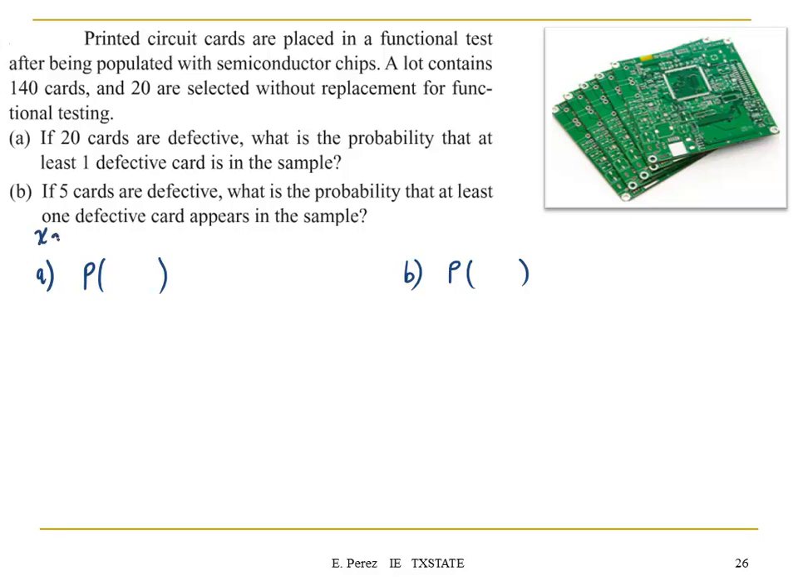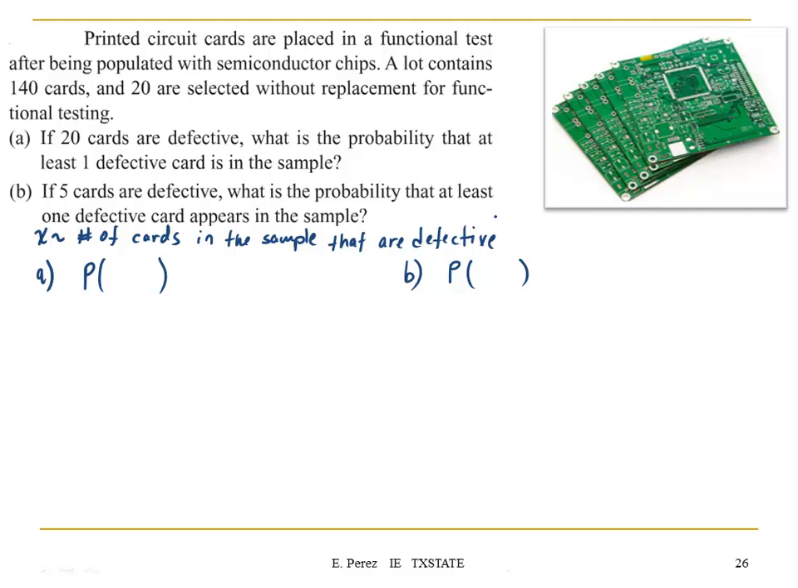So again, the first thing that you need to do is to define what is your random variable. So that will be the number of cars in the sample that are defective. So this is going back to the definition of a random variable. If you define the random variable in such a way, then you can identify what type of distribution you can use to compute the probability.